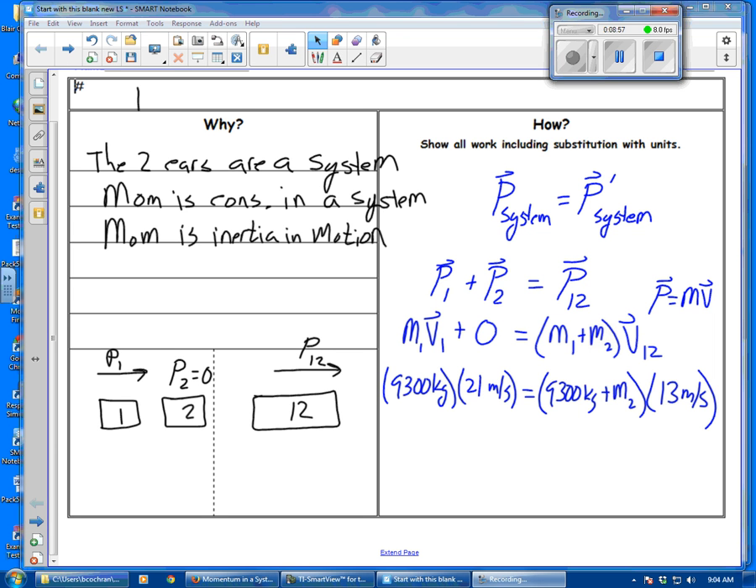And the thought process I go through is I looked at 13 and said, well, 13 is more than half of 21. If the 2 cars were the same size, I'd expect it to slow down and be going half as fast because it'd have twice the inertia. So I think M2 is going to be less than 9,300 because it doesn't slow down to half as fast. And it turns out I'm right. I got about 5,700 for mine.